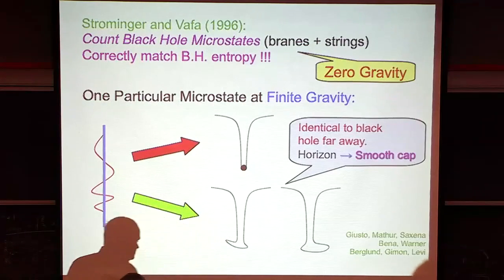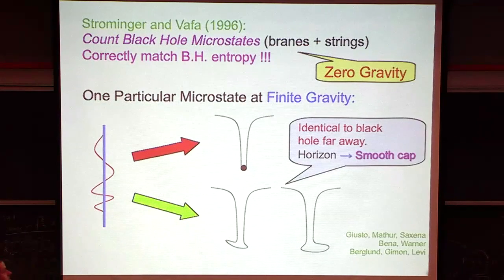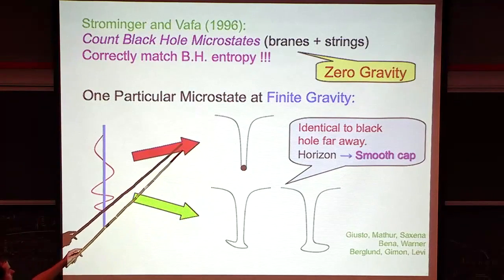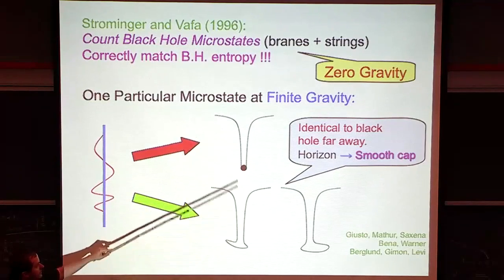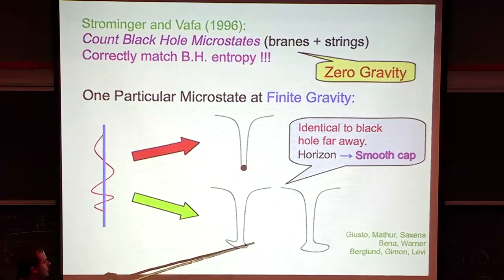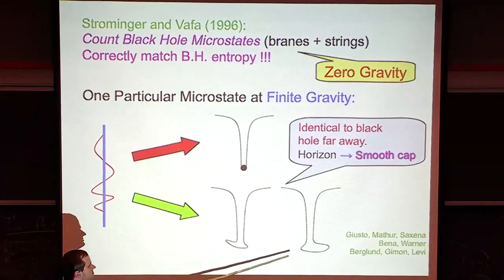However, what we have been discovering is that some of these microstates, some of these Strominger-Vafa microstates, at least for some particular black holes, have no intention of doing that. Rather, when you go to strong coupling, when you increase g string, they go to something which looks like a black hole from far away, has the same throat, but doesn't have a horizon. It actually has some smooth ending, some smooth cap.